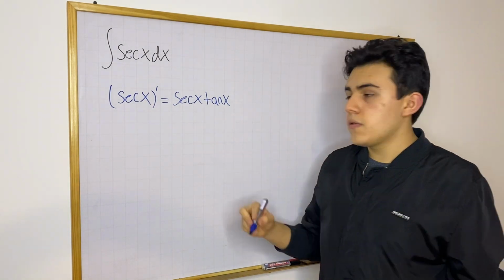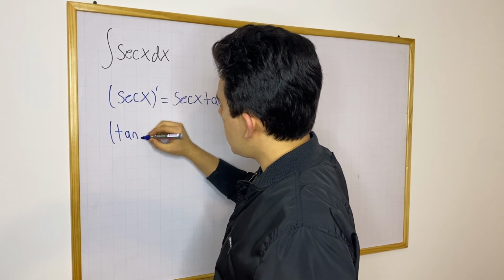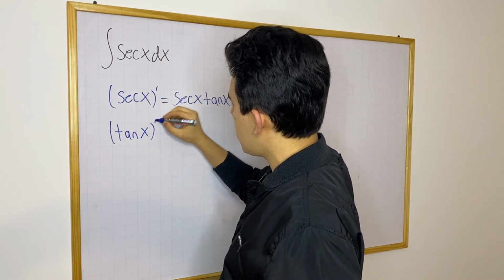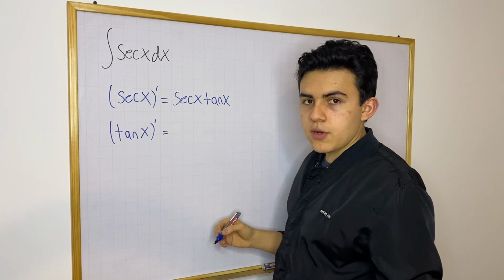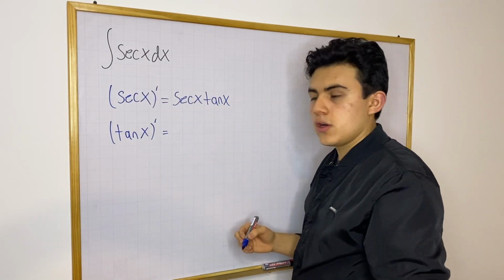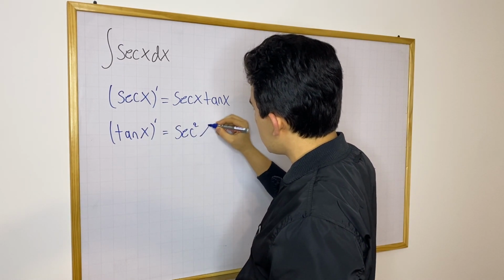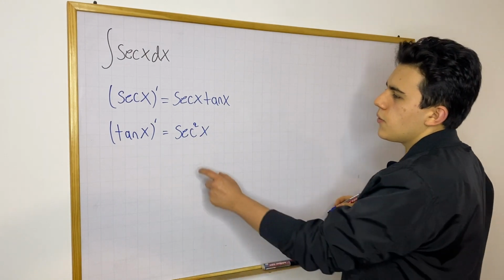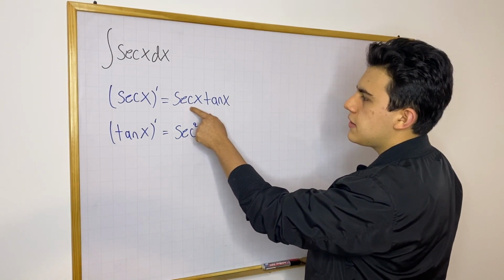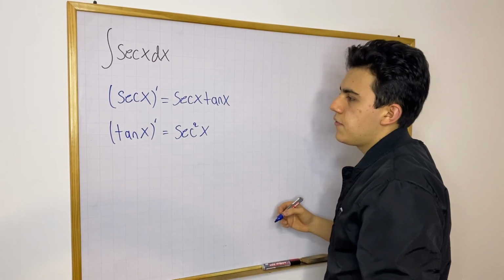Now, the derivative of tangent is also very similar, and we're going to use how similar they are to build an expression that is going to be helpful for rewriting secant into another function. So the derivative of tangent we know is going to be secant squared x. Now, hopefully you can notice something here. You have secant x and secant squared x here. You can build the following expression.